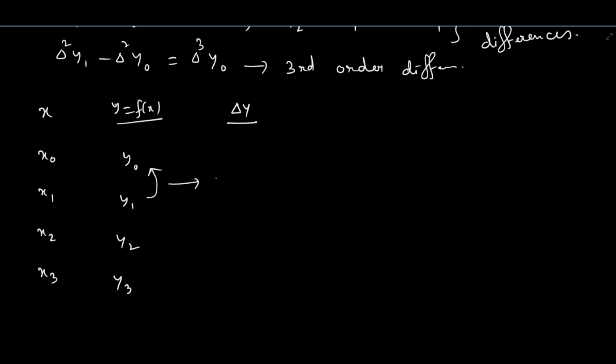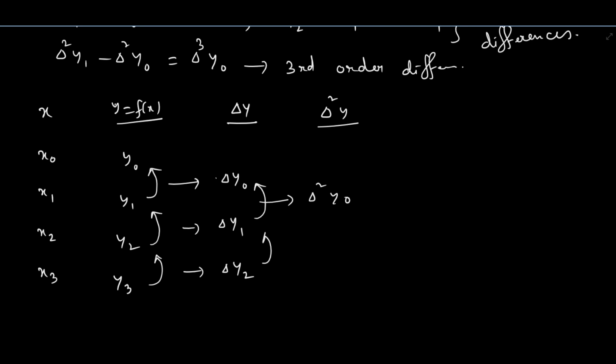So it will be y1 minus y0. So y1 minus y0, how we denote it? Delta y0. Then y2 minus y1 will be denoted by delta y1. Then y3 minus y2 will be our delta y2. Now second order difference, delta square of y. What we'll do now? We'll take the difference of first order differences. So delta y1 minus delta y0 is delta square y0. And if we subtract delta y2 minus delta y1, this will be our delta square y1.